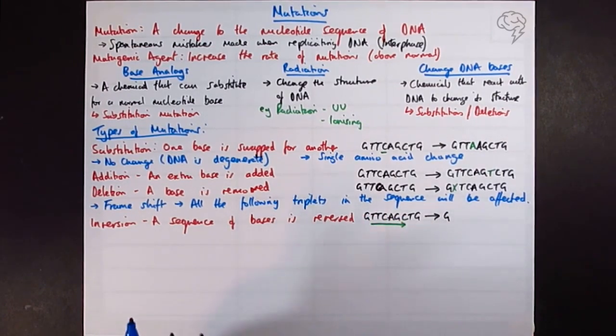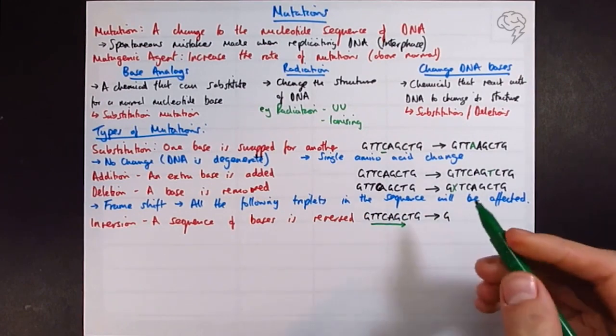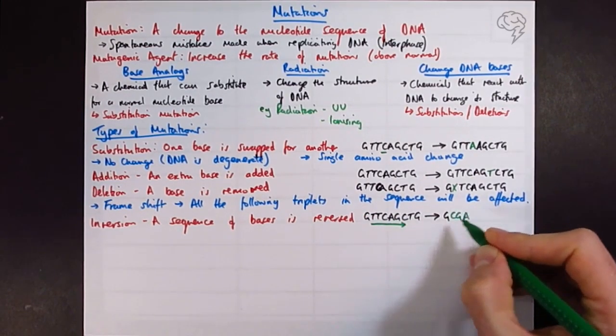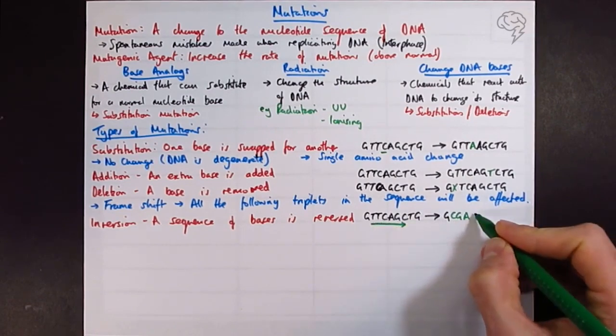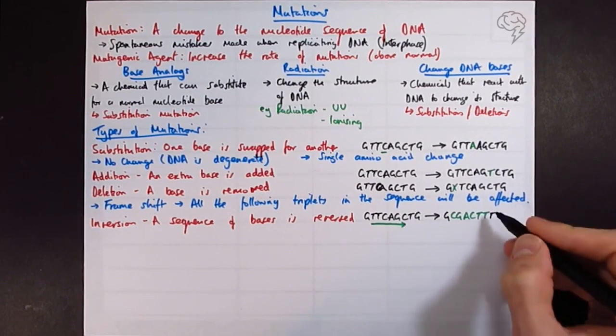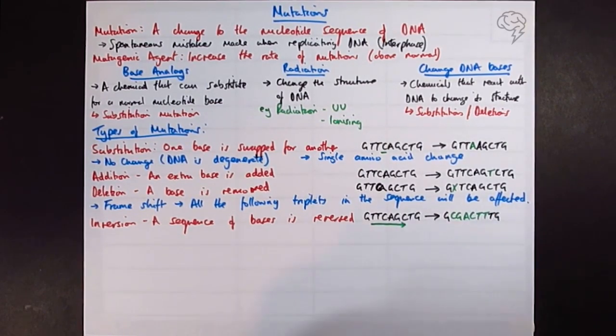But now we're going to read this one backwards. So it goes CGA, CTT. And then where do we pick up afterwards? So we've all got another T and G.